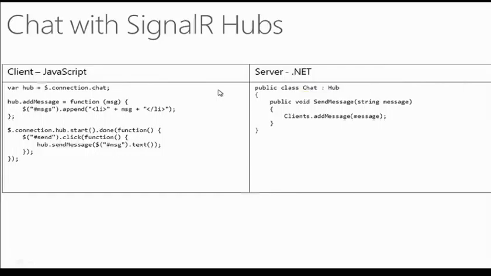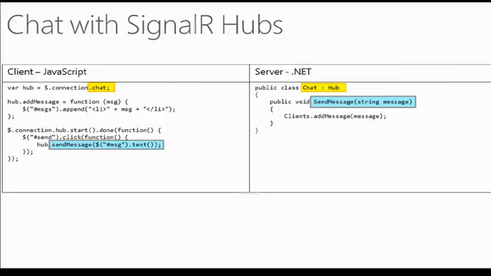What you then do inside your JavaScript client is you just add a reference here using our API. You can say connection.chat to connect to it on the server. And then inside any of your standard JavaScript, you can say hub.sendMessage, and this will turn around and actually call the server message, and you can marshal arguments down to the server.